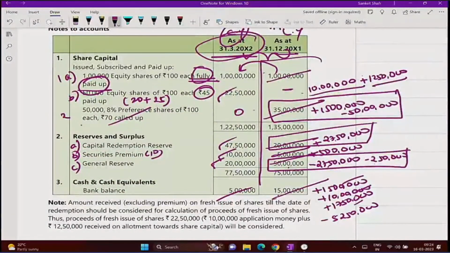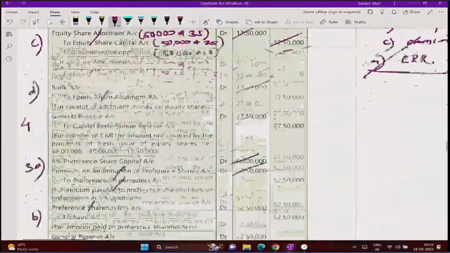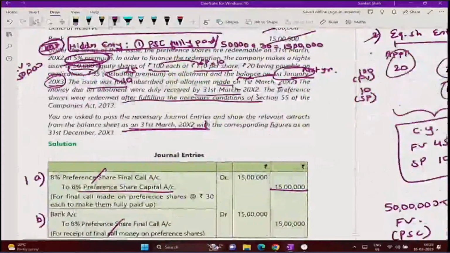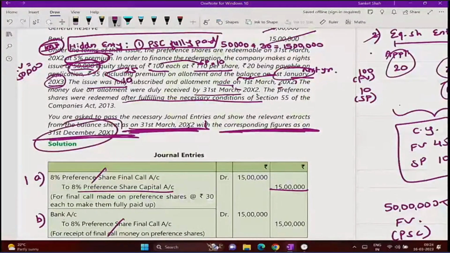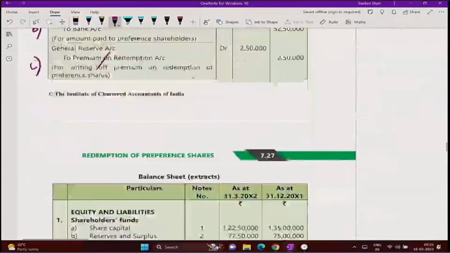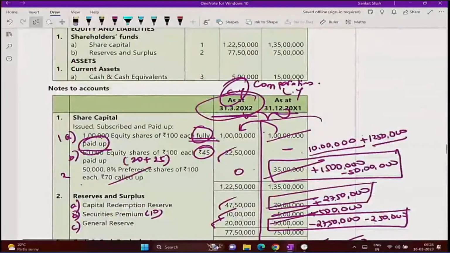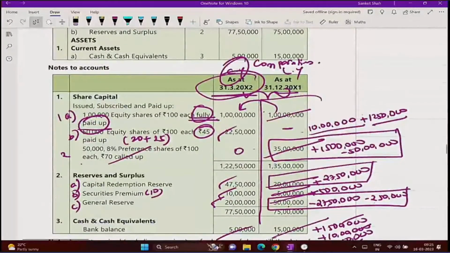Only relevant items in this side. It is asked in the question. In this question itself, they ask you to prepare the balance sheet as on 31st March 2002 with corresponding figures of December 2001. That's why we prepared comparatives. Otherwise, we would prepare only the 31st March 2002 balance sheet. But in this question, it is specifically asked for comparisons. Yes, the Institute has asked.